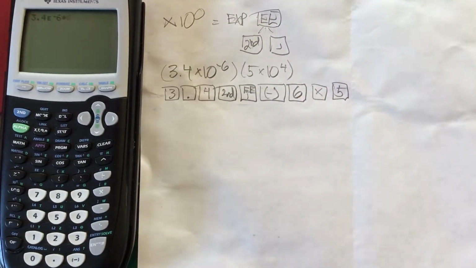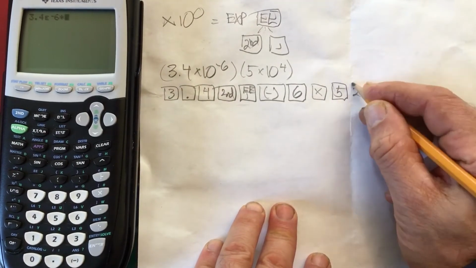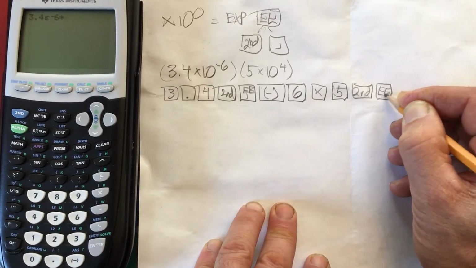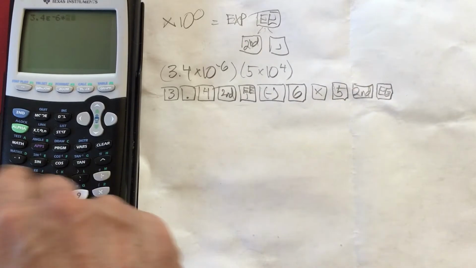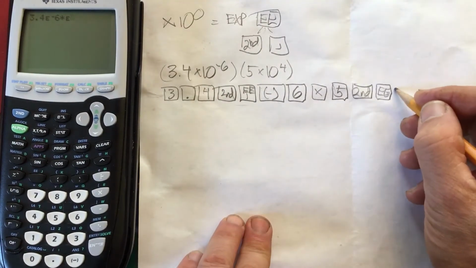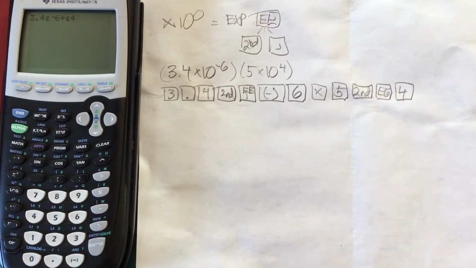But again, when you get to times 10 raised to a power, it's the second EE again. And again, some of your calculators have just one key that you press, the EXP. So I'm going to press second and then the comma, which is EE. So that's 5 times 10 to the, and now it's just the 4th power. So I'm going to press 4. And then I'm going to press enter, and I'm going to get the correct answer.